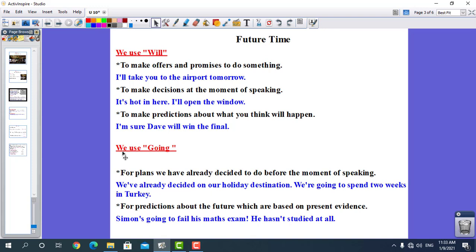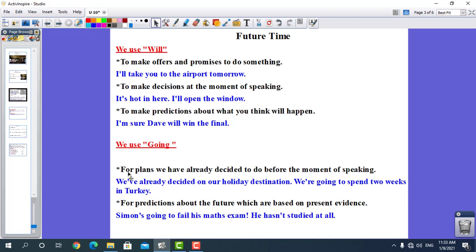Number two, we have the word going to. The form is am, is, are plus going plus to plus infinitive. The first use here for going to: for plans we have already decided to do before the moment of speaking. It differs from will. Here, it was decisions at the moment of speaking, but with going to, the plans have been decided before the moment of speaking.